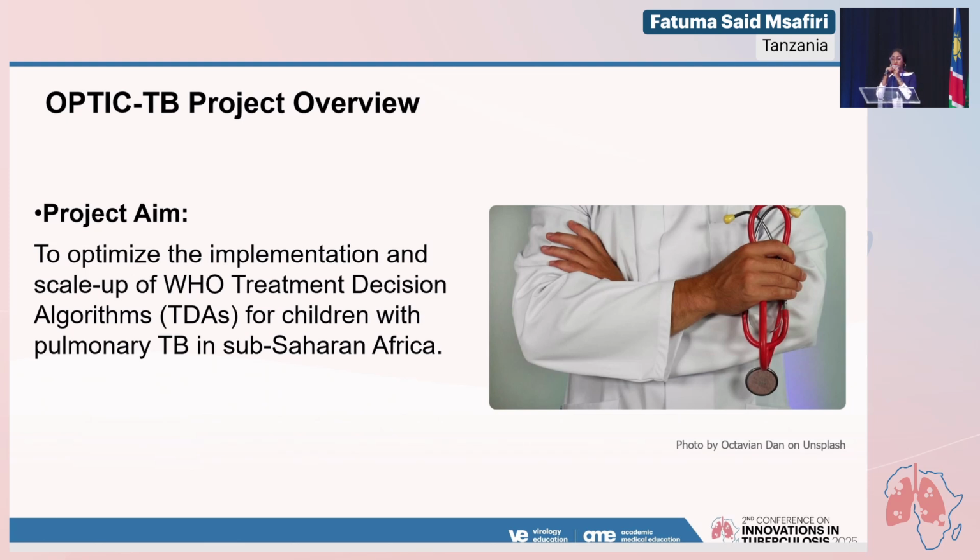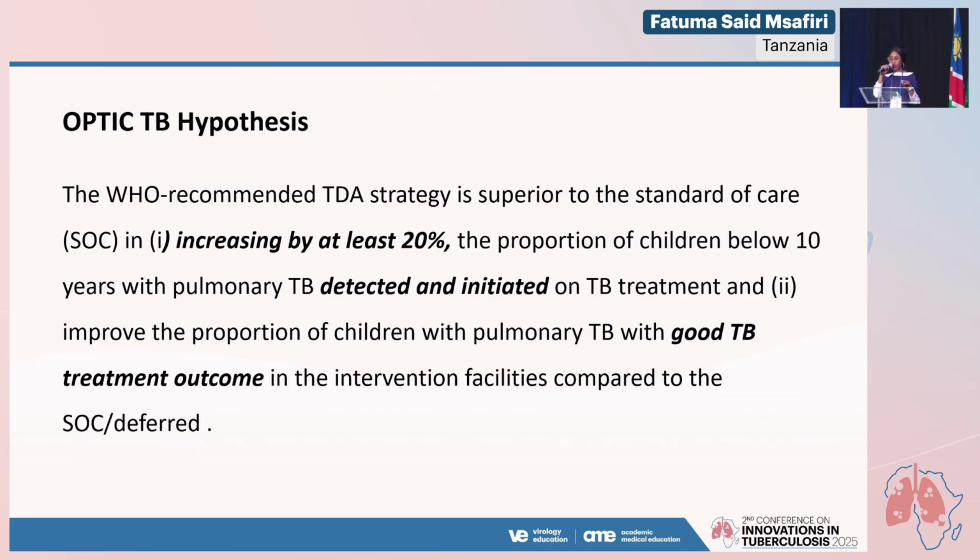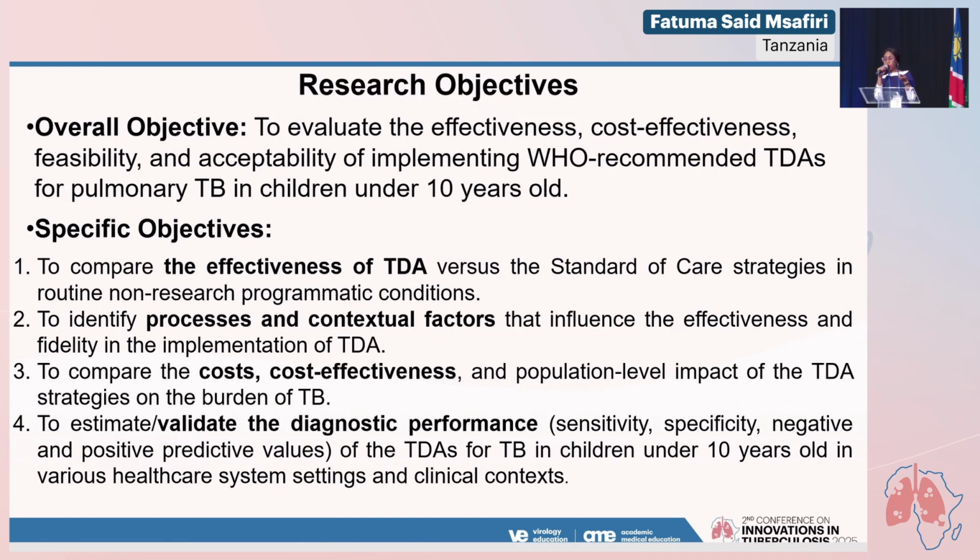So that's where our project comes in. The aim of our project is to optimize the implementation and scale up of the WHO TDAs for children under 10 in Sub-Saharan Africa. Hypothetically, these TDAs are superior to the standard of care, increasing by at least 20% the TB that is detected and the initiation of TB treatment in children below 10 years. The TDAs have also shown good treatment outcomes, especially in the intervention facilities. Our project objectives are to evaluate the effectiveness, cost effectiveness, feasibility, and acceptability of these TDAs in helping to detect pulmonary TB in children under 10 years.